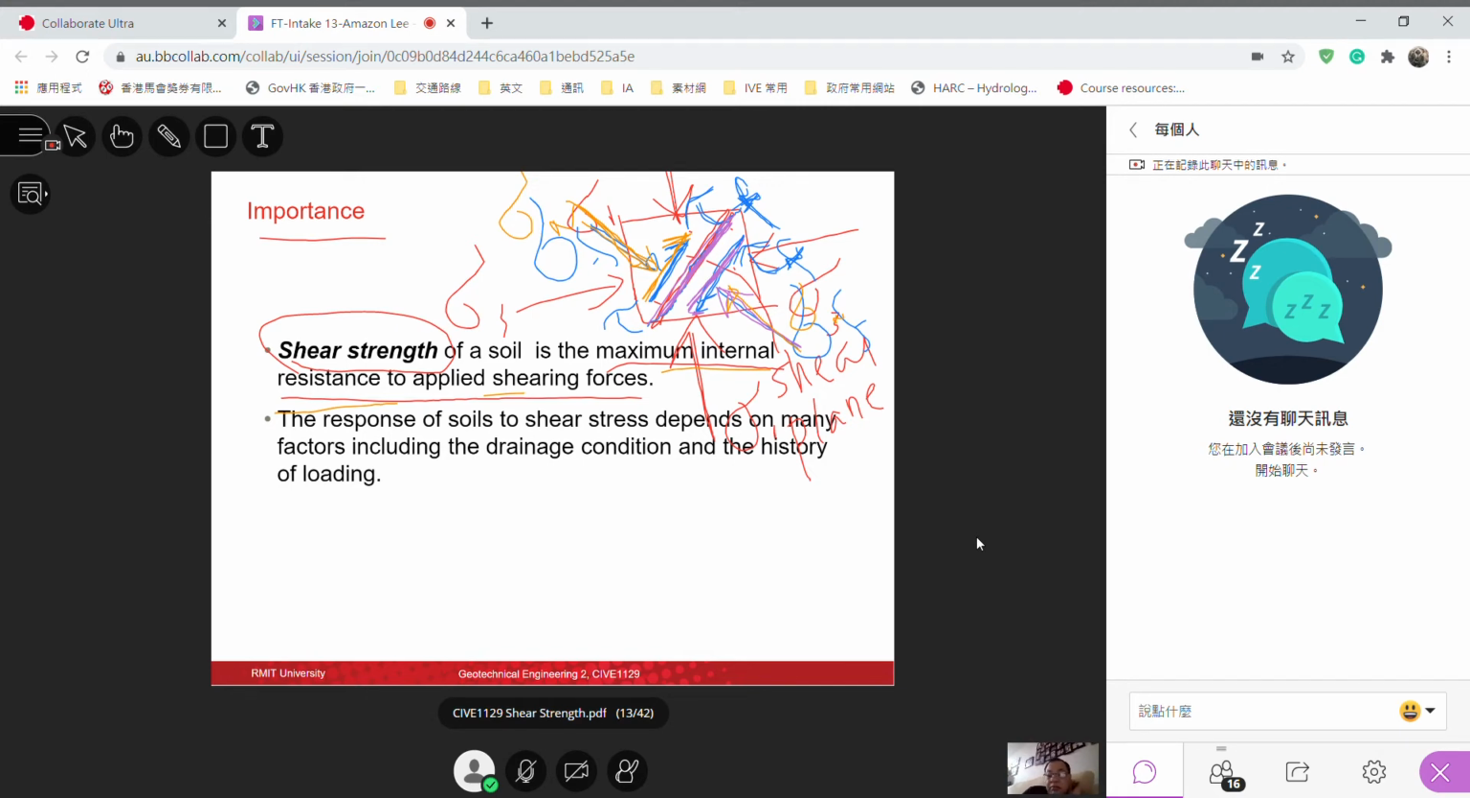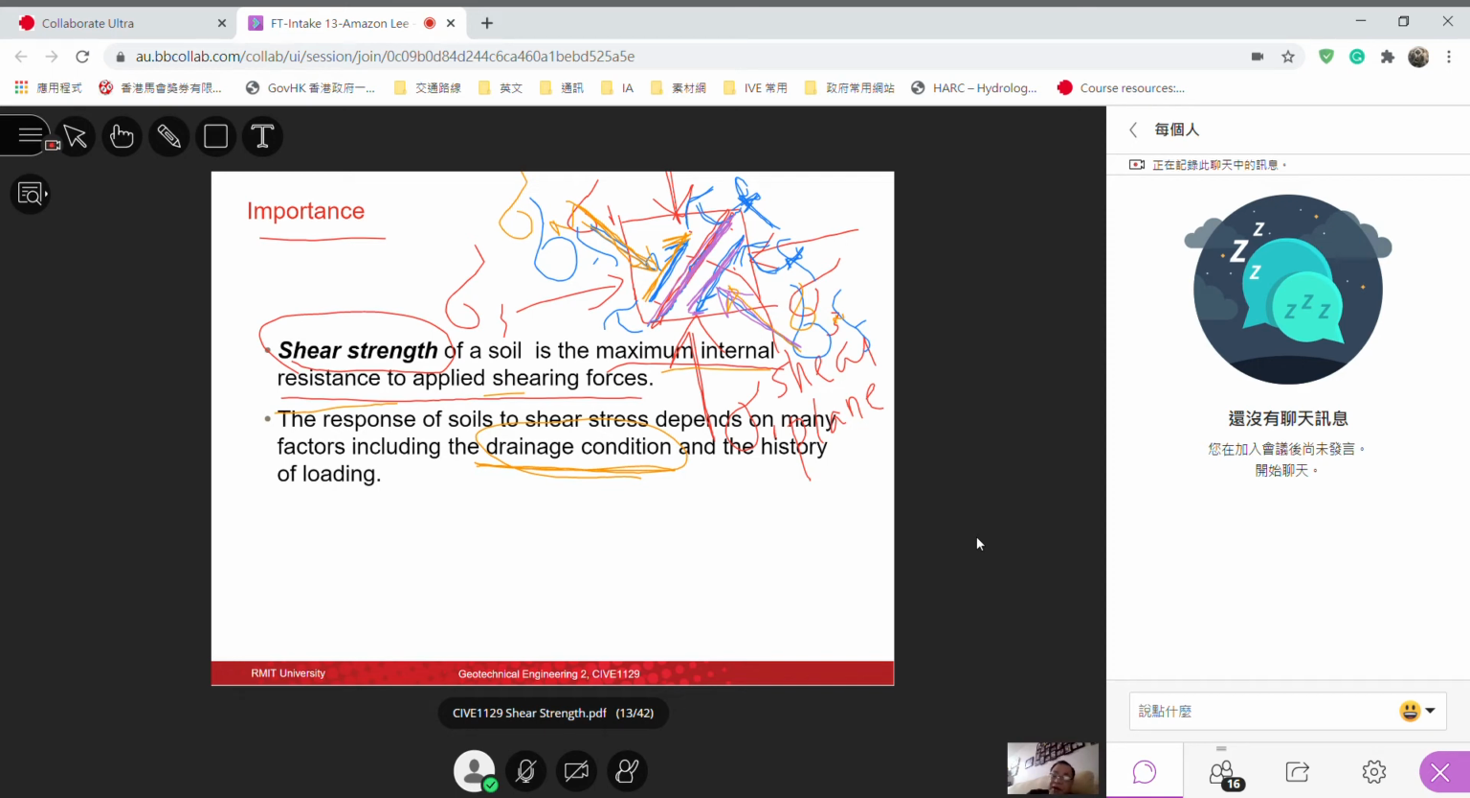And the more complicated thing associated with the shear strength of the soil is that everything will depend on the drainage condition of the soil. If it's undrained soil, that means the drainage is very slow, or we don't allow the pore water pressure to dissipate, then the shearing response is one thing. But if we allow the excess pore pressure to dissipate, then the shearing response is another thing.